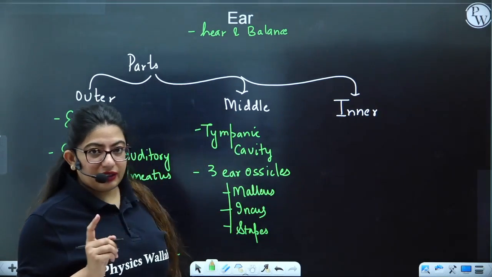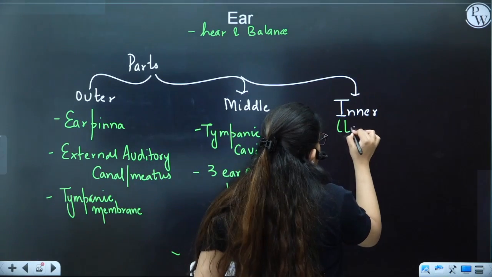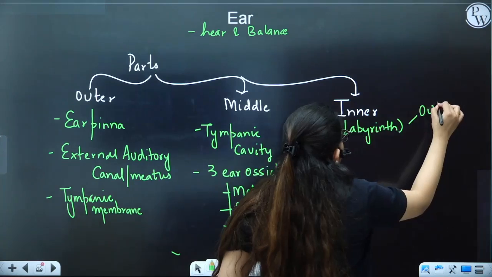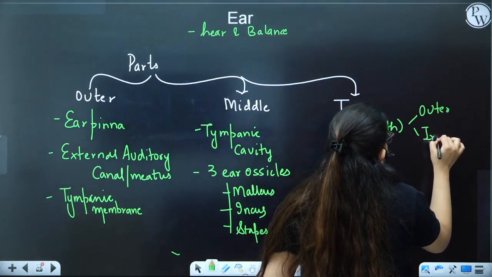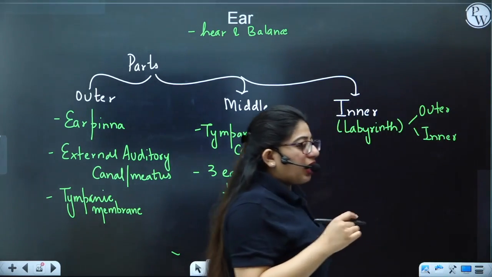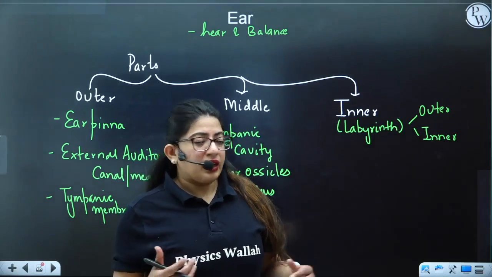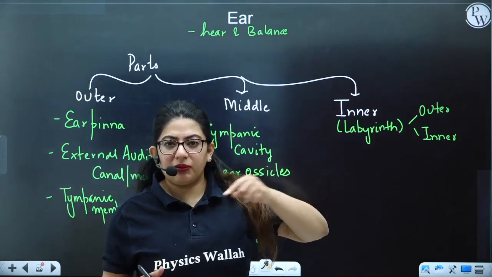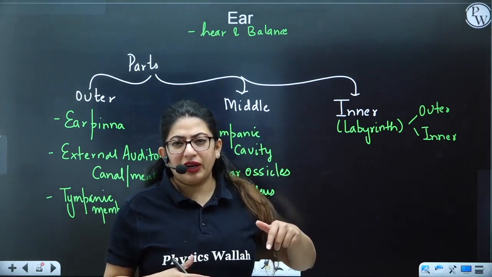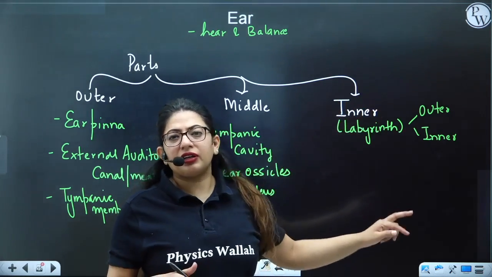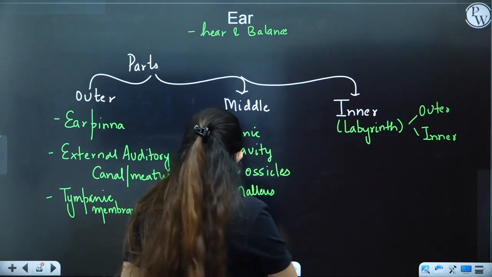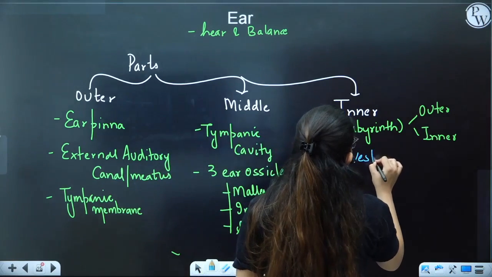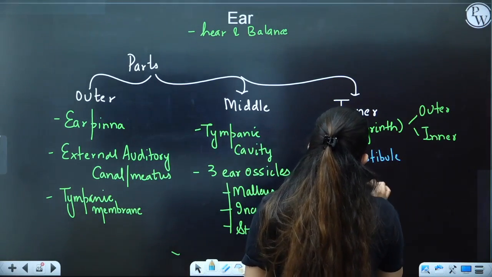Then we have the inner ear. This inner ear is also known as the labyrinth. And the labyrinth has two portions, outer and inner. Structurally, the basic structure of the inner ear looks like a labyrinth. In Hindi we say bhool bhulaiya, right? So there is an outer part of the labyrinth and the inner part. But the actual parts in this are the vestibule and cochlea, in the form of a labyrinth, in the form of bhool bhulaiya.